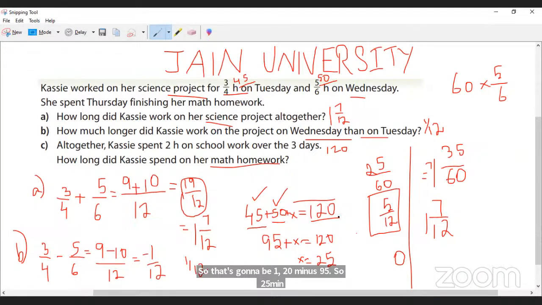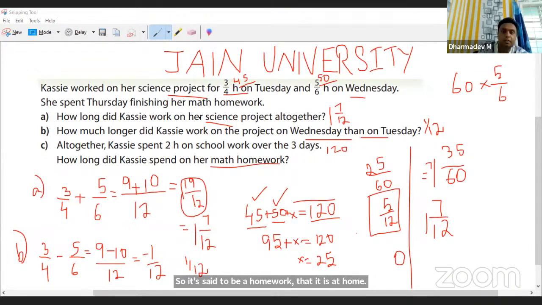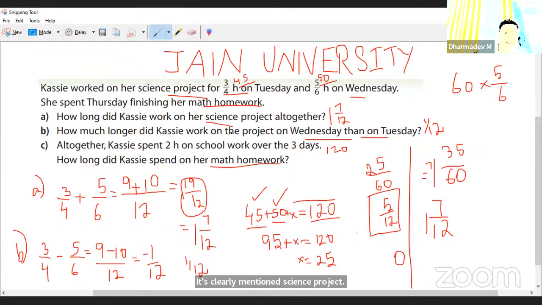For that question, I don't have the answer whether it has been done in school or at home. I think that becomes irrelevant. So it's said to be a homework, then it is at home. It's clearly mentioned the math homework, science project. So it's all about homework, science project all together. So this is at home. I hope your doubt is clear.